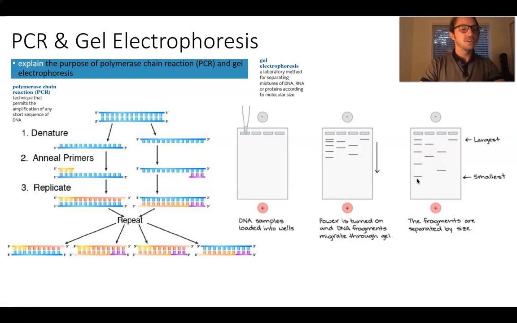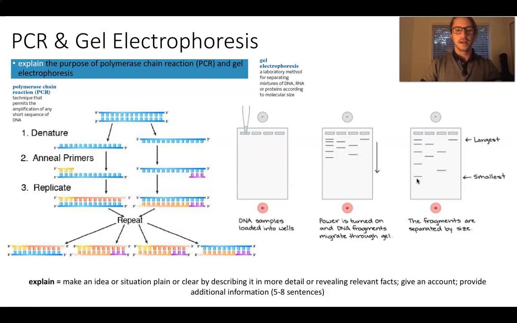So that is just an overview of PCR and gel electrophoresis. And we need to be able to explain this. That means make an idea or situation plain or clear. So if you can talk about these 3 stages and what they involve, heating, splitting the strands, adding a primer, adding base pairs, then you're looking good.